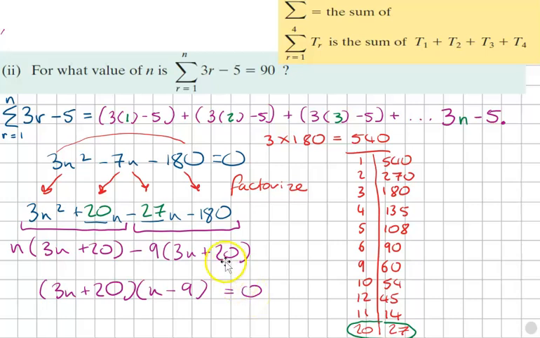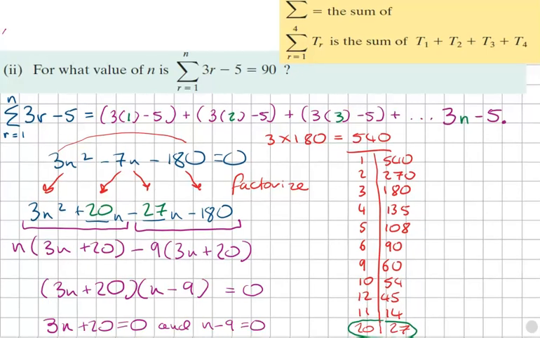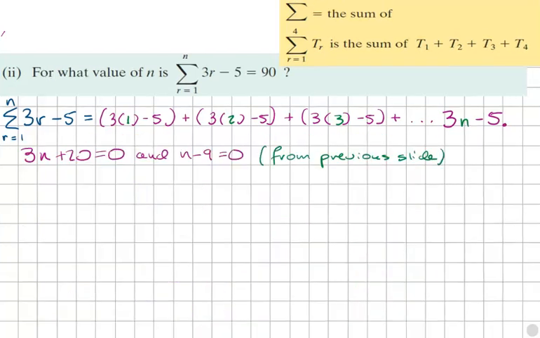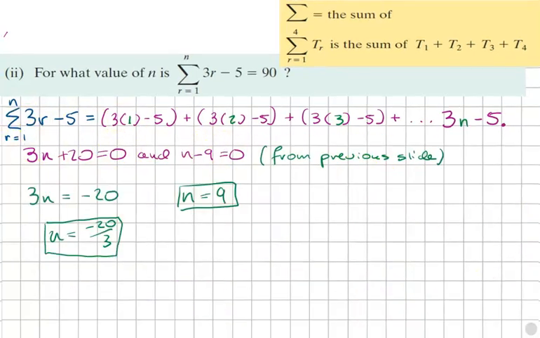Now again, we're trying to solve for n. We're trying to get n on its own. So we have to let each of the sets of brackets equal to 0. So we end up with 3n plus 20 is equal to 0, and n minus 9 is equal to 0. So this is just written out from the previous slide. So we get n is equal to minus 20 over 3, or n is equal to 9.